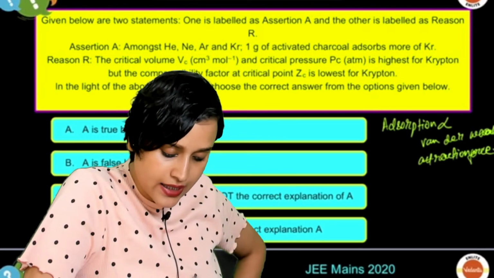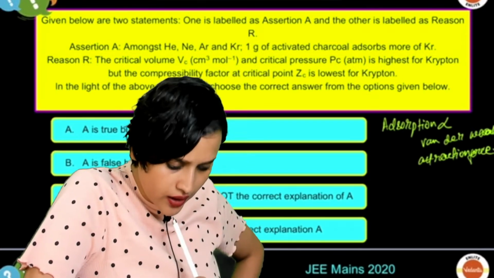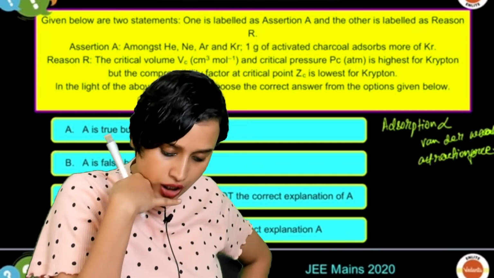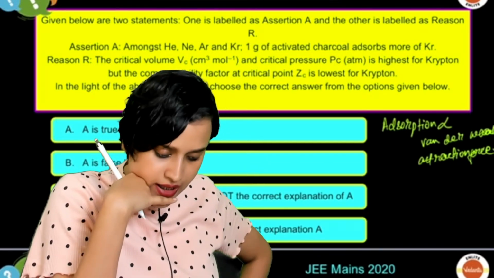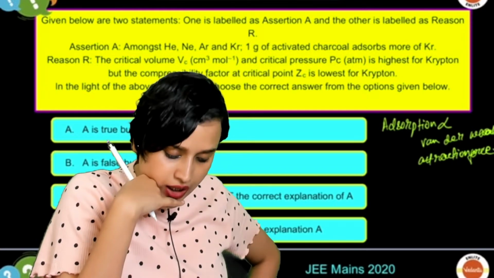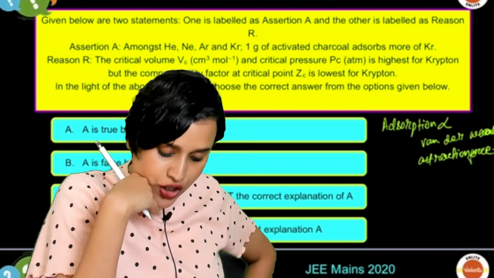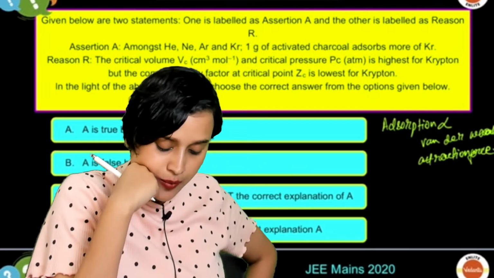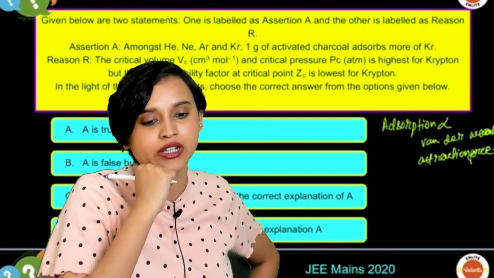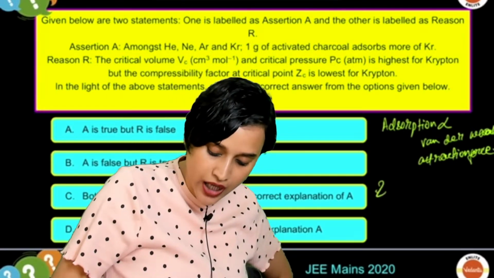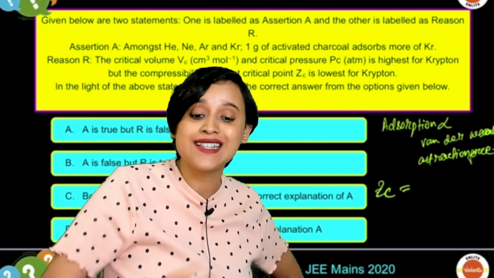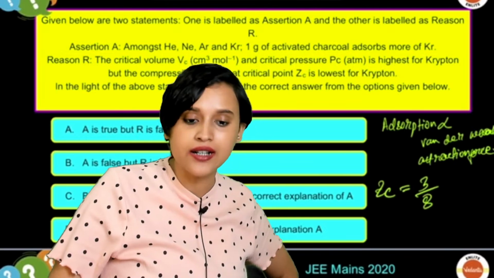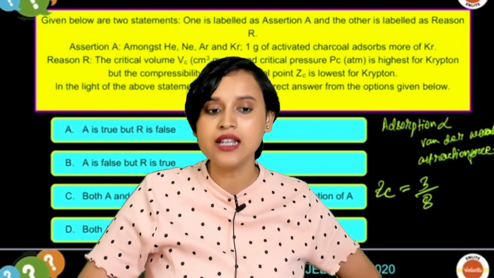Now it says that amongst helium, neon, argon and krypton, 1 gram of activated charcoal adsorbs more of krypton. Yes, the assertion is true. Now, the critical volume VC and critical pressure PC are highest for krypton, but the compressibility factor at the critical point, ZC, is lowest for krypton. No, that cannot be happening, because ZC is the same for all real gases, and that is 3/8.